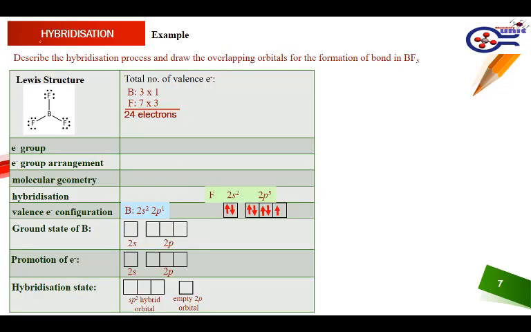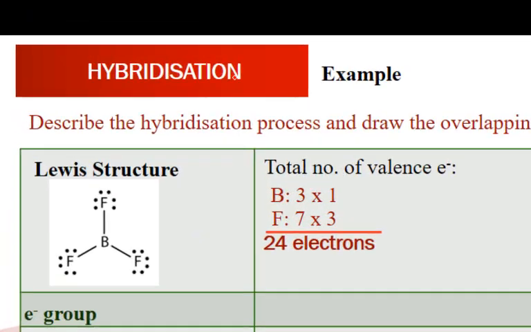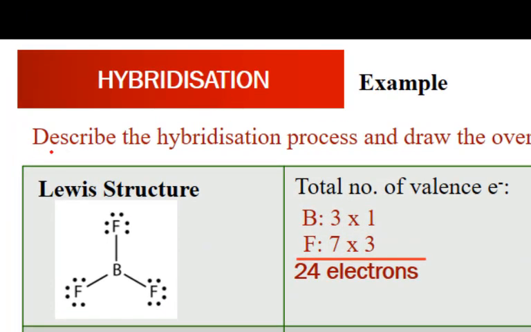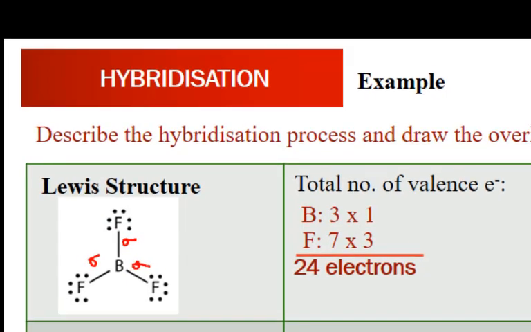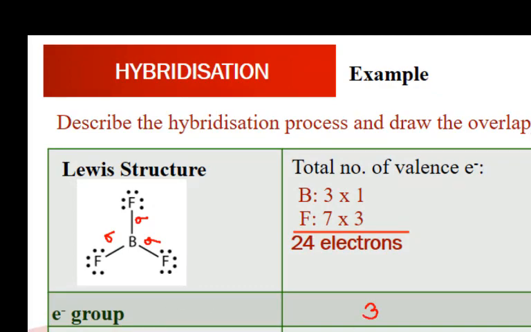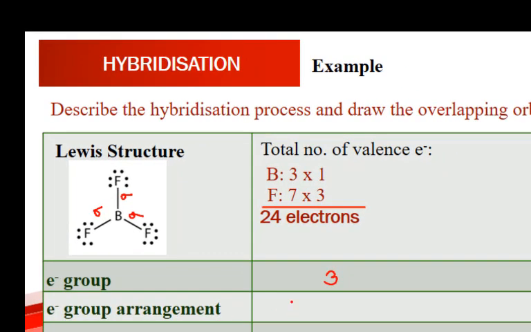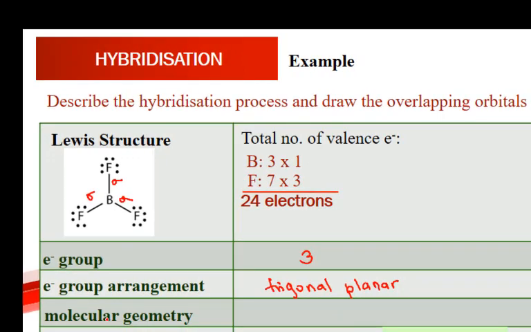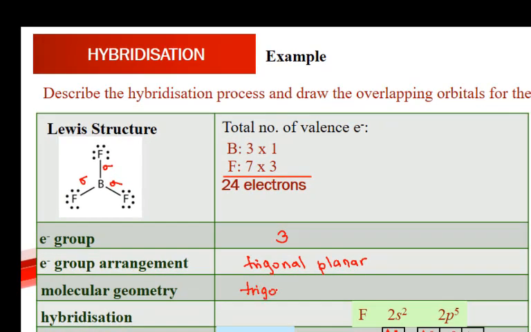Now, we will learn about the hybridization process. Before the hybridization process, make sure we already have the correct Lewis structure. Let's look at the first example, BF3. From the Lewis structure, we can see there are 3 sigma bonds, which indicates that it has 3 electron groups. The electron group arrangement is trigonal planar. From VSEPR theory, this molecule has bonding pair repulsions, which makes it a trigonal planar shape. 3 electron groups also indicate that it has sp2 hybridization.